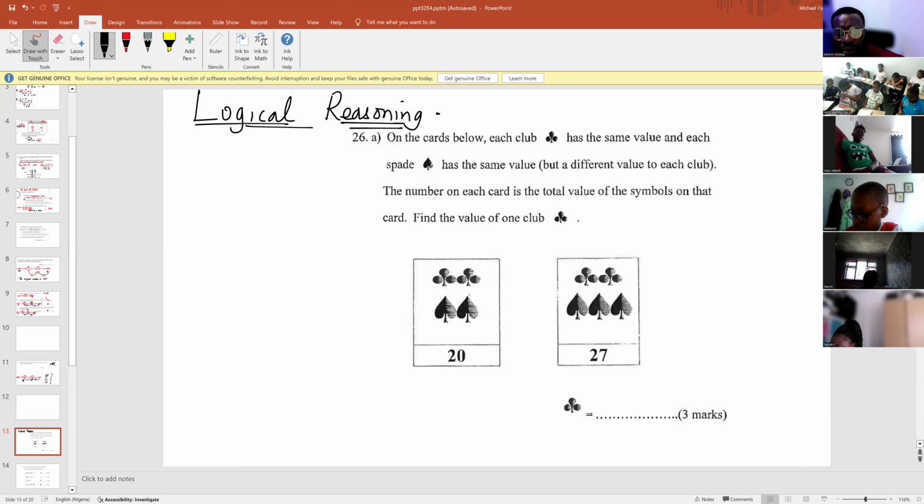Now let's check. Can we remove the 2 clubs and 2 spades from this together? Let's cross out everything in this 20. So everything here is 20. Did you see that, Isabella? So if we take away 20 from 27, we are left with what? 7.